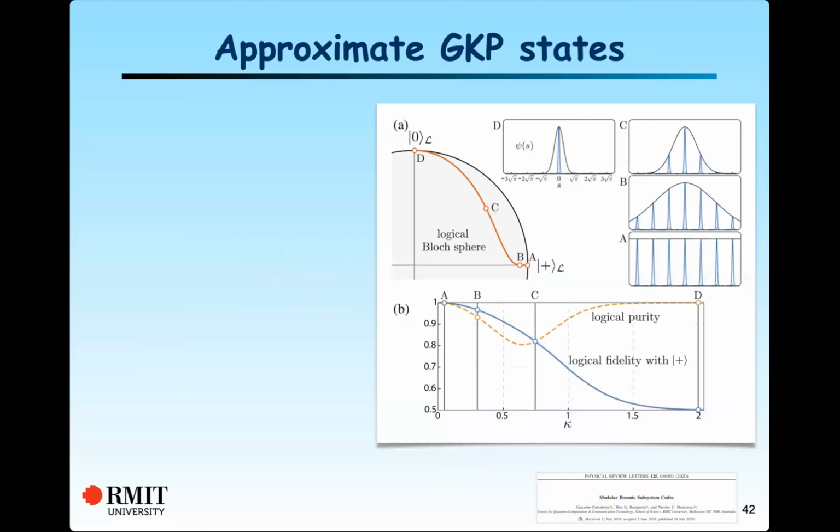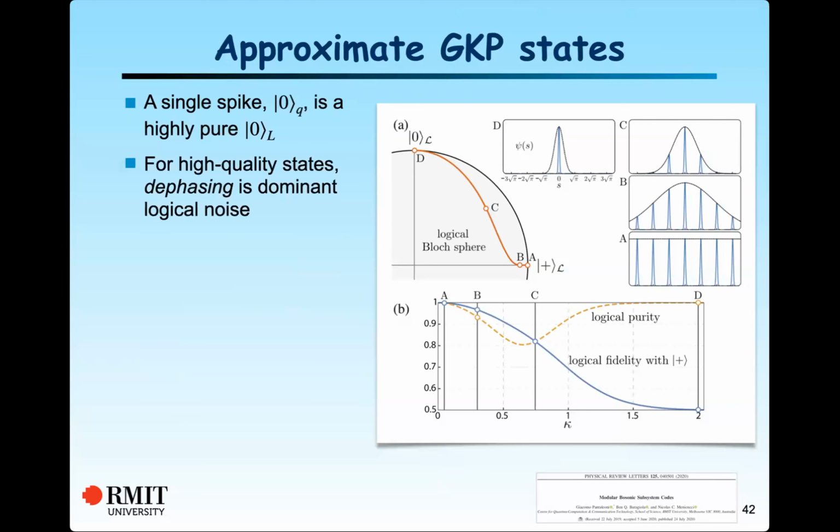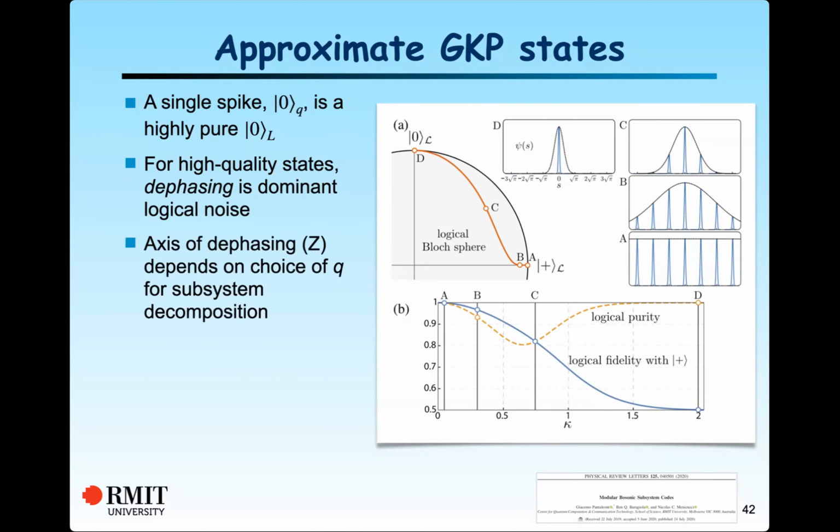But the problem is that if we have an approximate state with finite squeezing and an envelope, then we get some strange behavior. So we saw that a single spike, 0Q, is a highly pure zero logical. And for high fidelity states, dephasing is the dominant noise. In this decomposition, dephasing is the dominant noise. There's a preferred axis to this decomposition. And this axis depends on our choice of decomposing in Q rather than P. If we had chosen P, we would have dephasing along X instead.